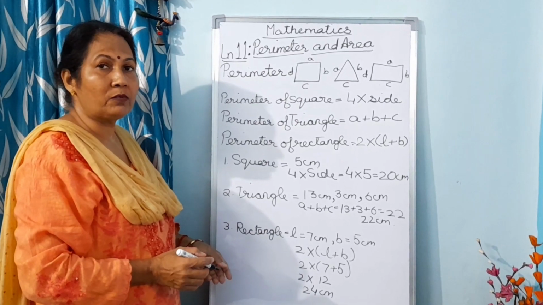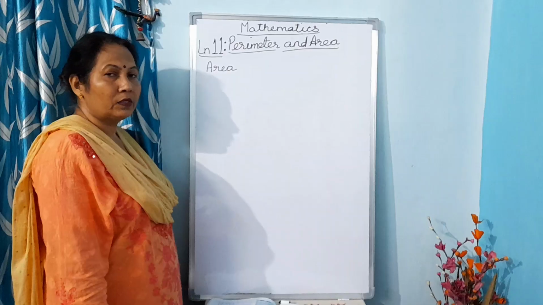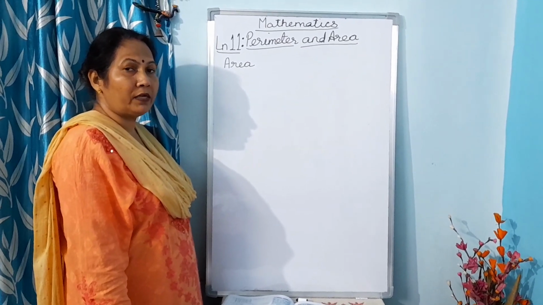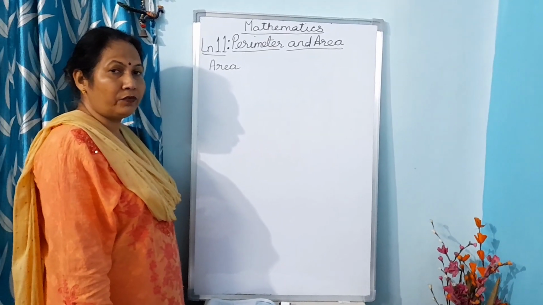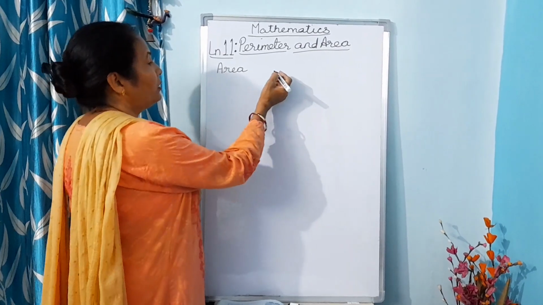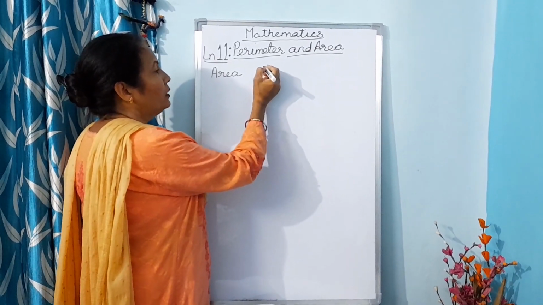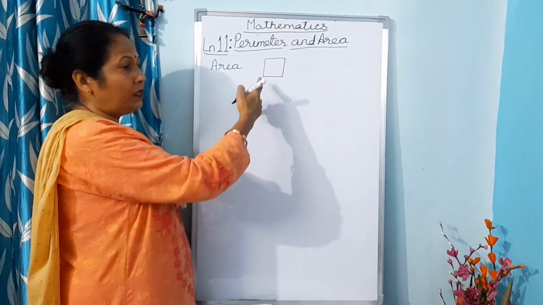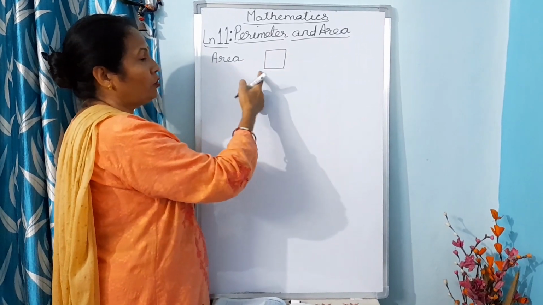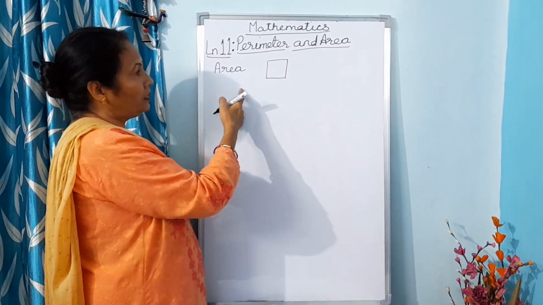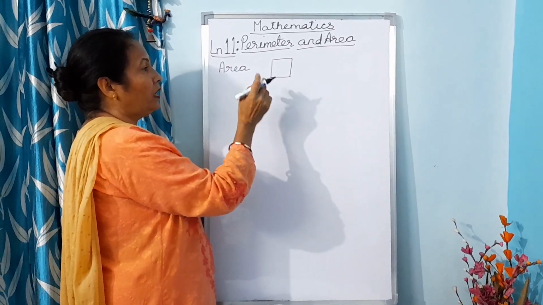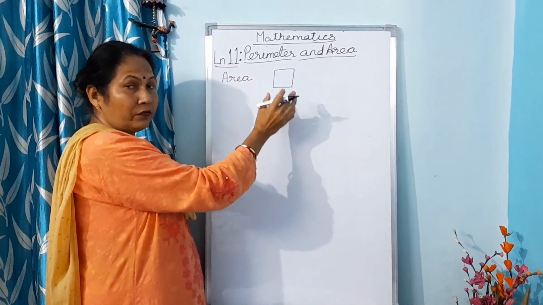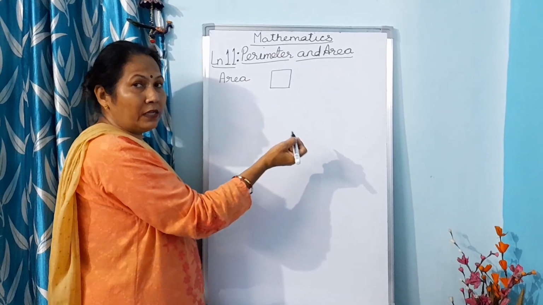Next I am going to explain you area. Now in area, children, you have the same figures like square, rectangle and other figures. Now in this I will show you the square. Like this is a square. Now in perimeter you measure the boundary of the figure. Now in area you have to find out the portion which is covered by this surface. So that is called area.